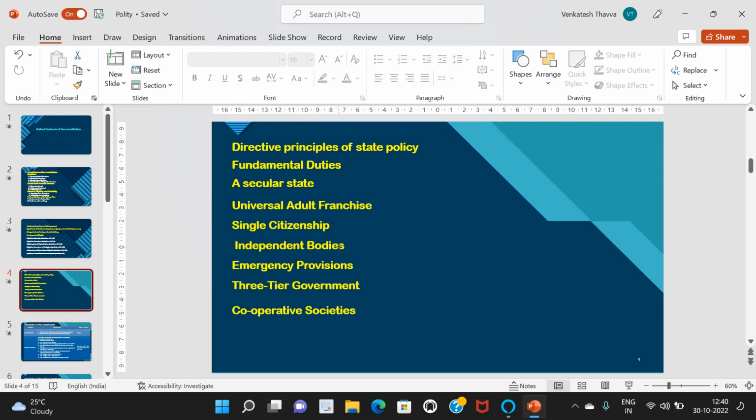Next, coming to emergency provisions. During emergency, the federal structure is converted into a unitary one. There are three types of emergencies: national emergency, Article 352; state emergency, that is President's rule, in case of failure of the constitutional machinery in the state, which deals with Article 356, and failure to comply with the directions of the Centre, which deals with Article 365. Next, financial emergency, Article 360.